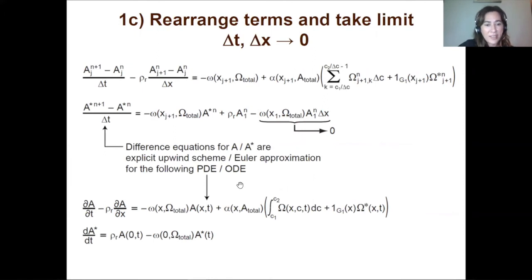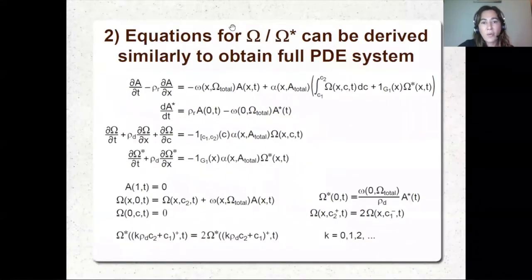And when we do this, we can recover our original PDE system as before. And again, this is for the A population, and we can do this again for the Omega and the Omega star population. And we come back to the same PDE system that we derived previously.